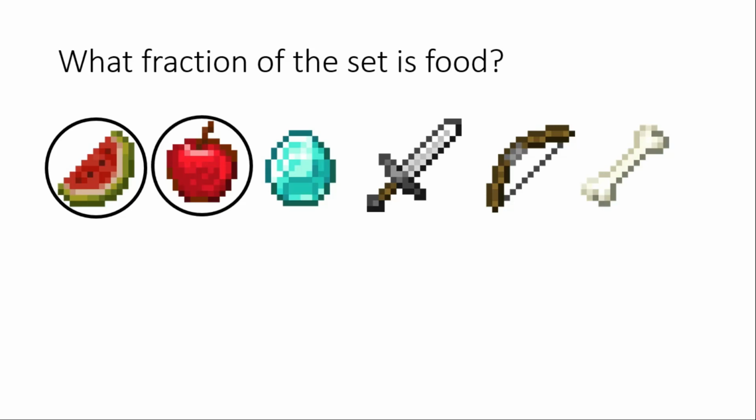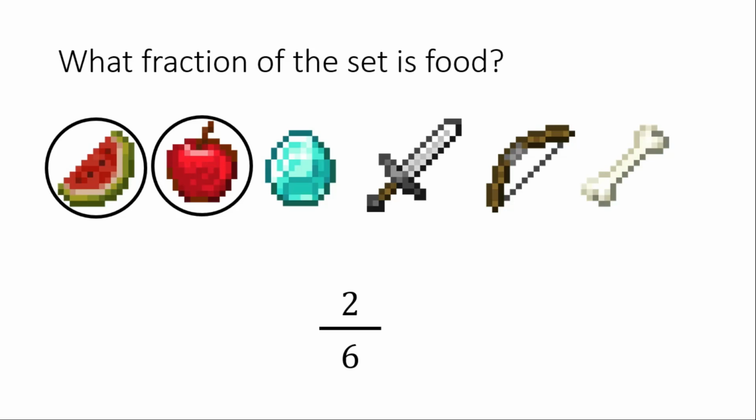And then let's make our fraction. Okay, so there are 6 objects altogether once more. 6 is the denominator. And then there are 2 that are food, so 2 on the top. Great, that's a fraction. Easy peasy.